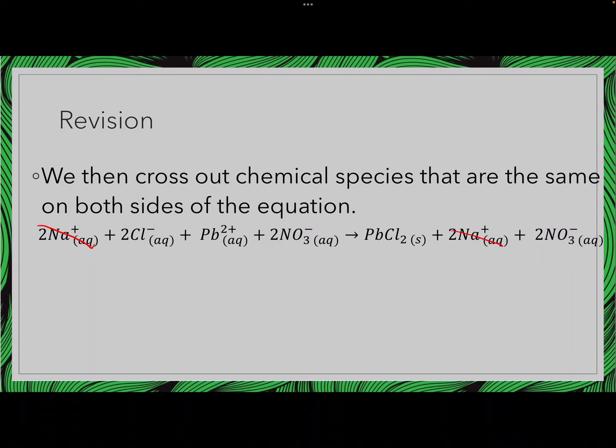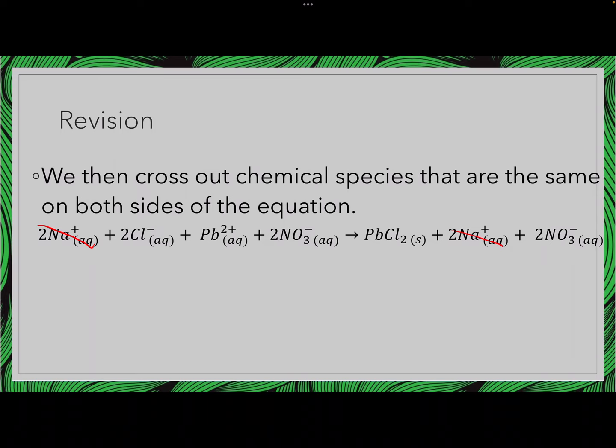2Cl-, we can see there 2Cl- exists on the reactant side, but on the product side it's joined in with the lead and it's a solid. So it's actually changed form. Okay, it's now in a solid form. Same with lead 2+, it's there on the left hand side, it's part of lead chloride on the right hand side. So we leave those.